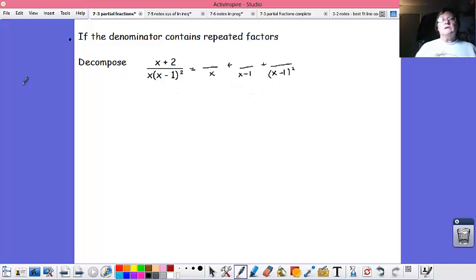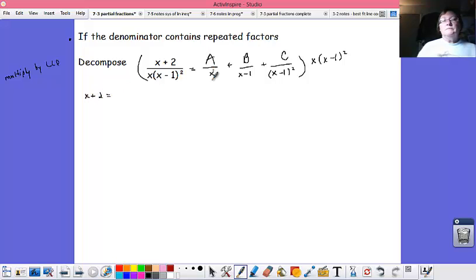So once we're here, then the process is the same as before. We're going to multiply through by the LCD. And in this case, I guess we would have put our A, B, and C there. That would be, we're multiplying by x times the quantity x minus 1 squared. Over here, we just get x plus 2.